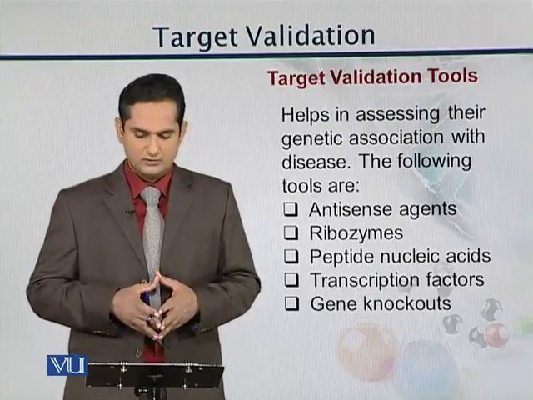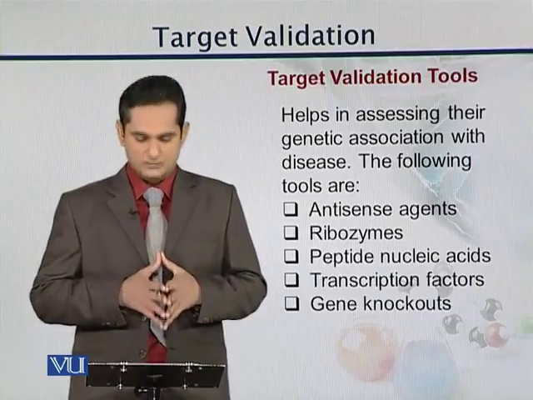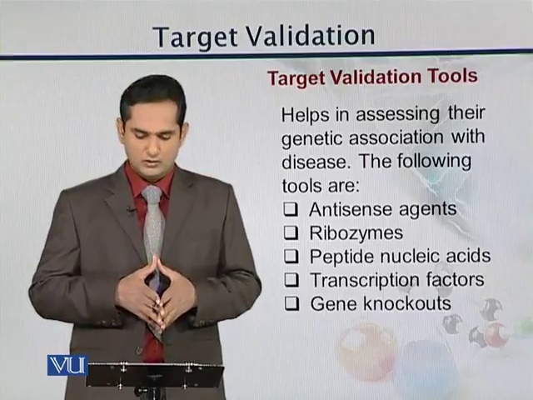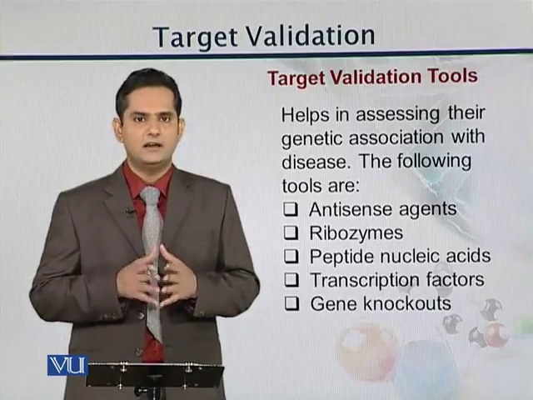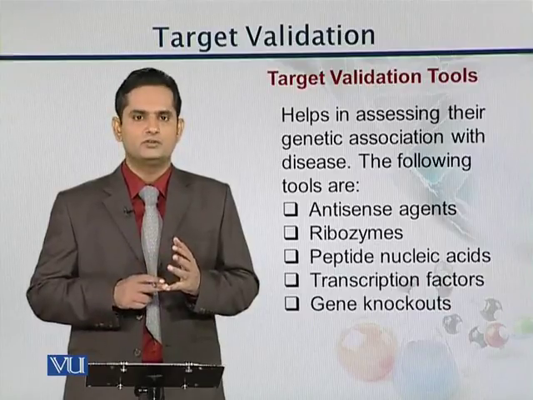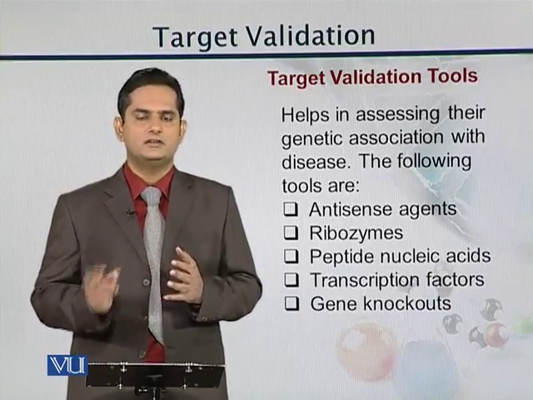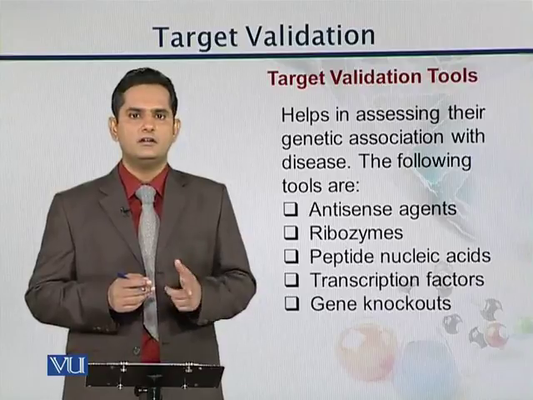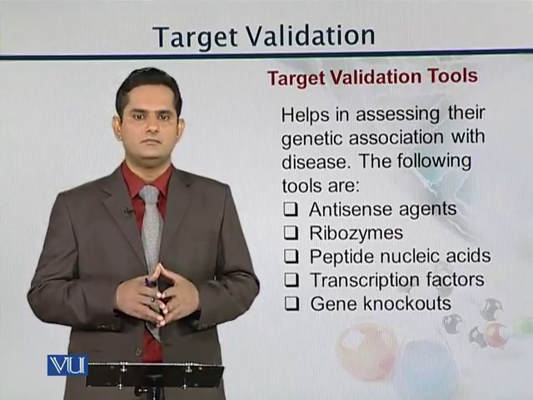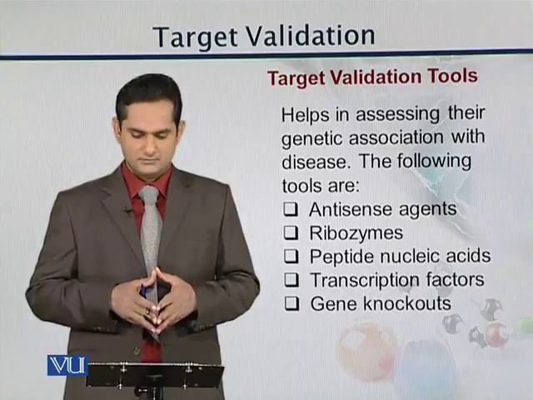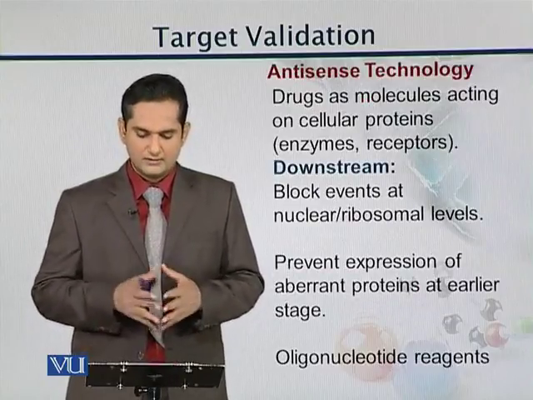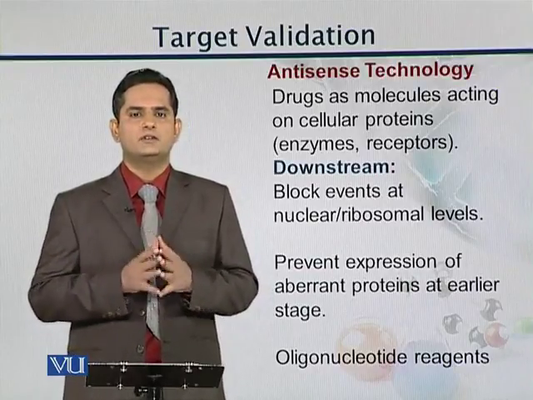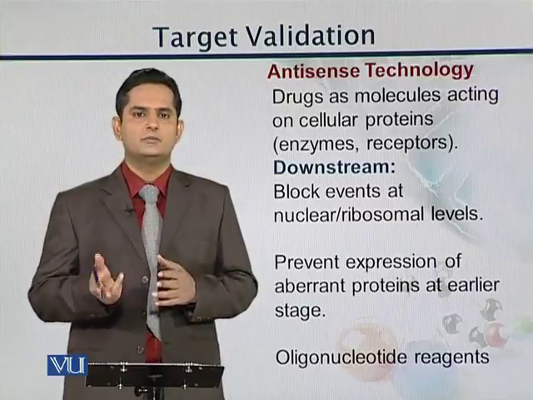Now, there are different target validation tools available, out of which we have discussed five in this slide. They help us in assessing the genetic association of our drugs with the disease. So what is the relationship or association between our targeted drug and the disease? Different tools include antisense agents. What is antisense technology? It is the opposite of sense technology. For example, if we have some nucleotide sequence, we just reverse it, so it becomes antisense.